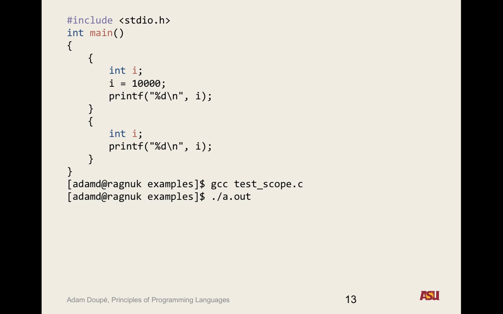So what's it going to print out when I compile this program? What's the first thing it's going to print out? 10,000, right? It's going to go into this block and print out i, where we know this i refers to this declaration of i, and the i that we set to be 10,000 is also the same declaration. So they both refer to the same variable. So we'll print out 10,000. So what's the next thing it's going to print out?